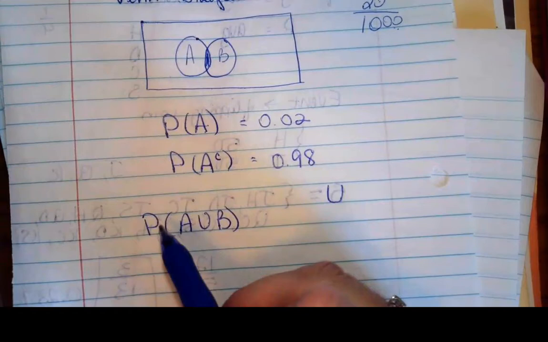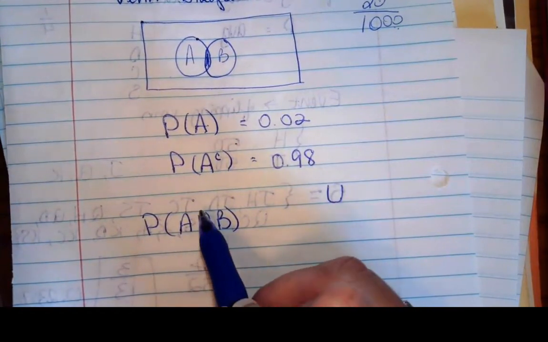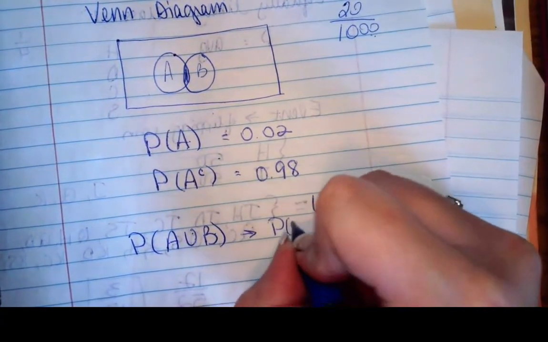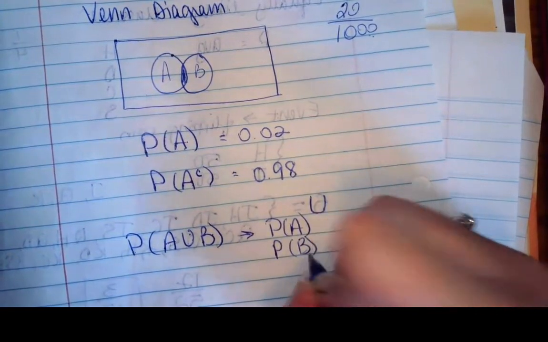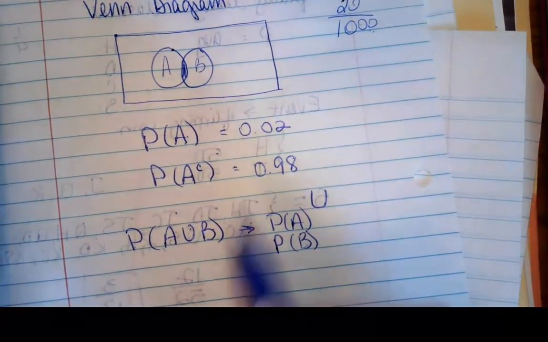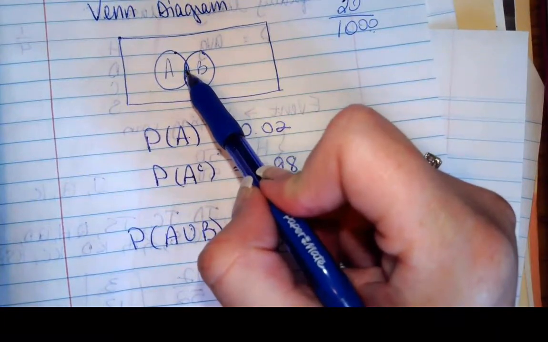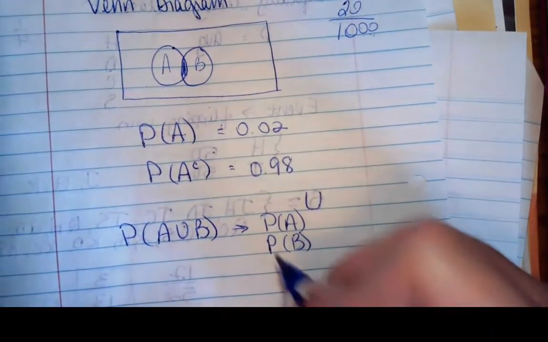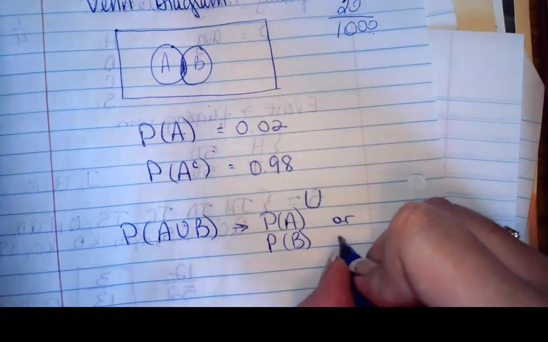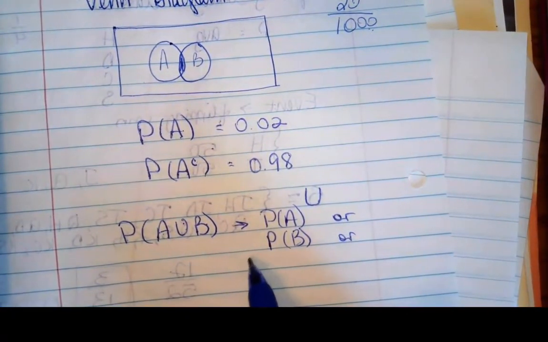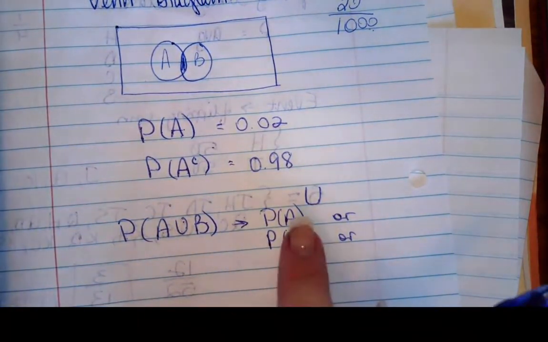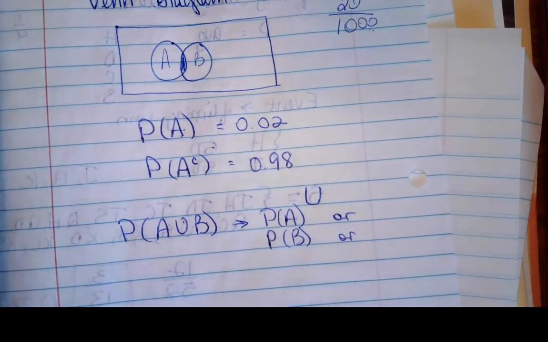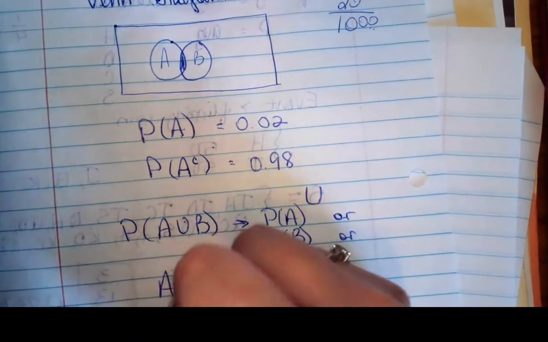So the way I read this, the probability of A union B means the probability of getting A, or the probability of getting B, or the probability of getting this little inside part, which is called the intersection. So this is the probability of A, the probability of B, or the probability of getting something that's in that middle part. So how do we figure this out? I intentionally have not finished writing this thing. The way that we figure this out is by using what's called the addition law.